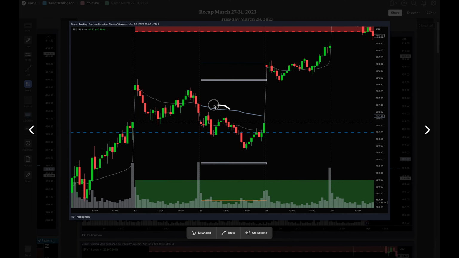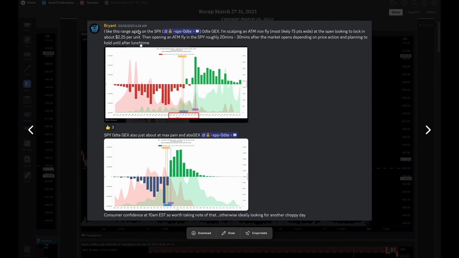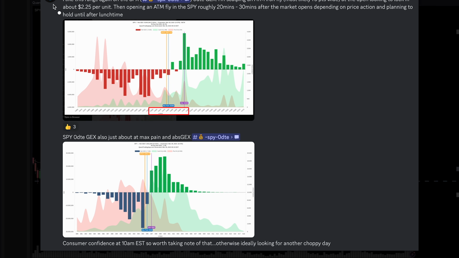You guys can see this right here, a decent amount of congestion around this chart. And what I posted pre-market, 6 minutes before the market opened, I said I like this range again on the SPX. I'm just sharing the Discord channel from which this was sent, the QTA 0 DTE GEX. I'm scalping an at the money iron fly, most likely 75 points wide at the open, looking to lock in about $2.25 per unit.